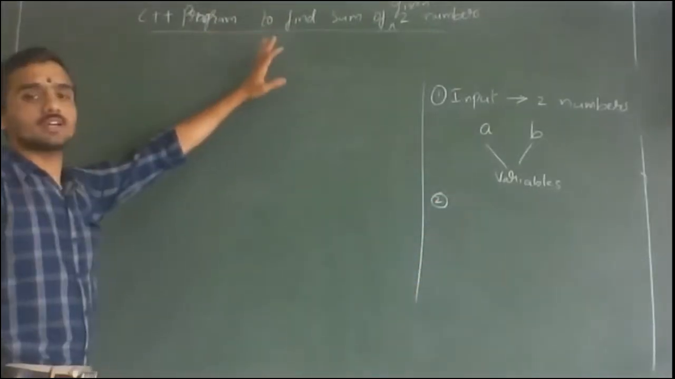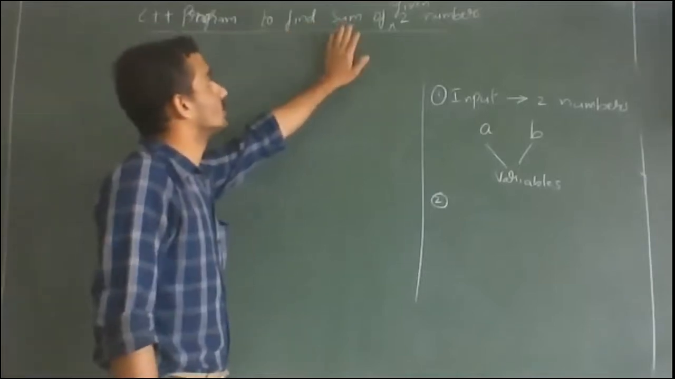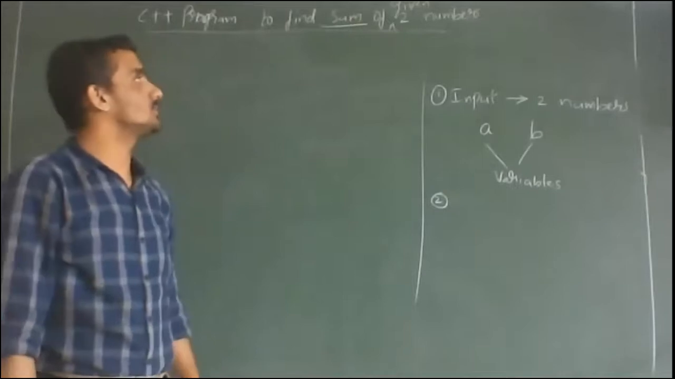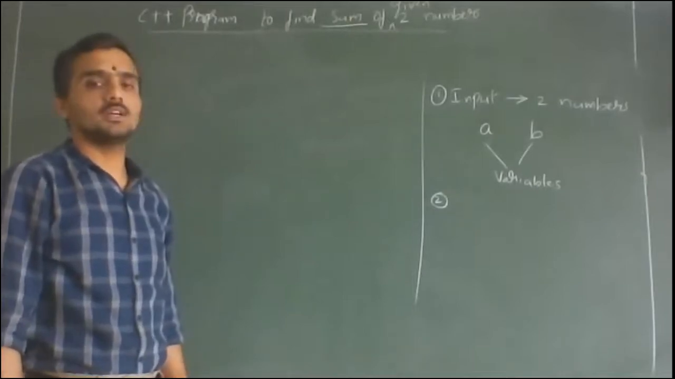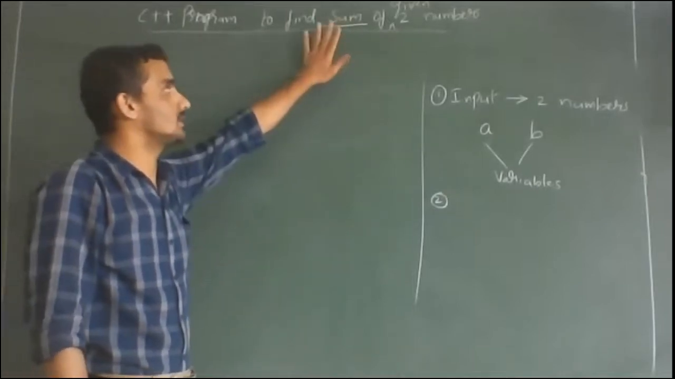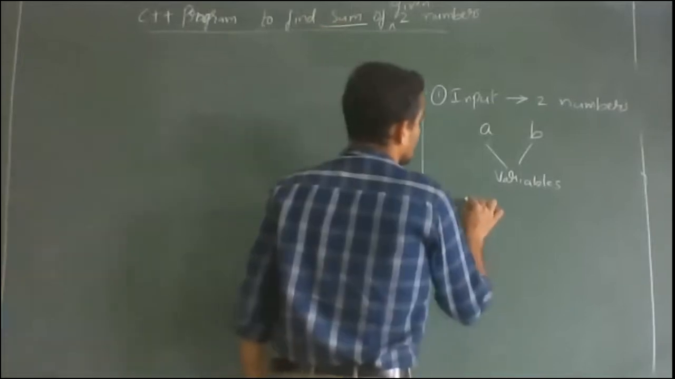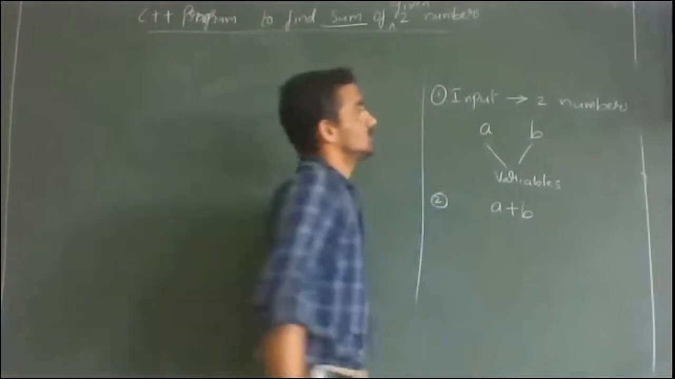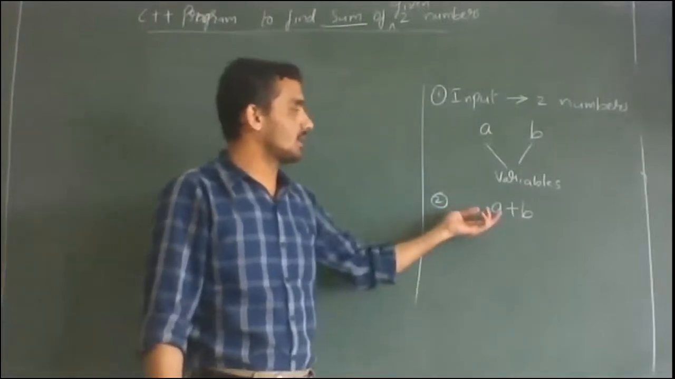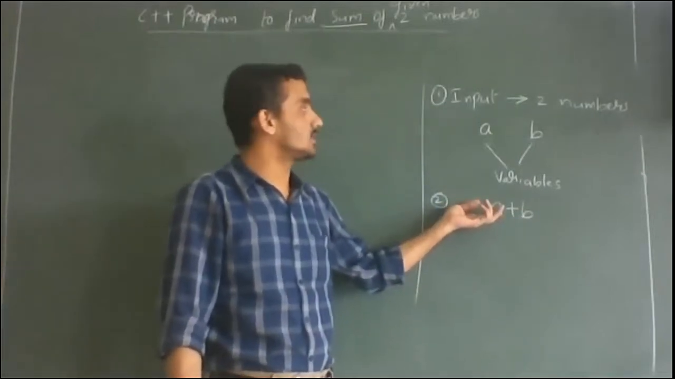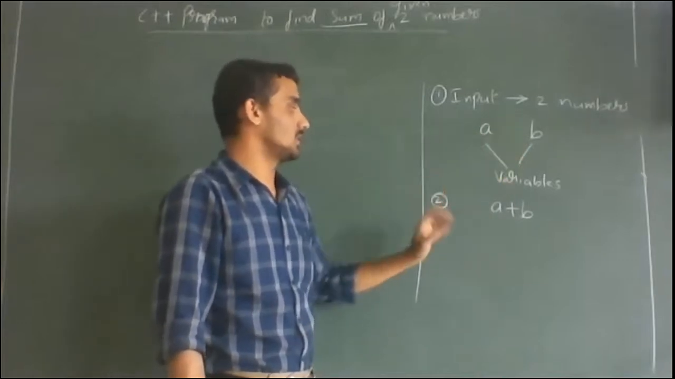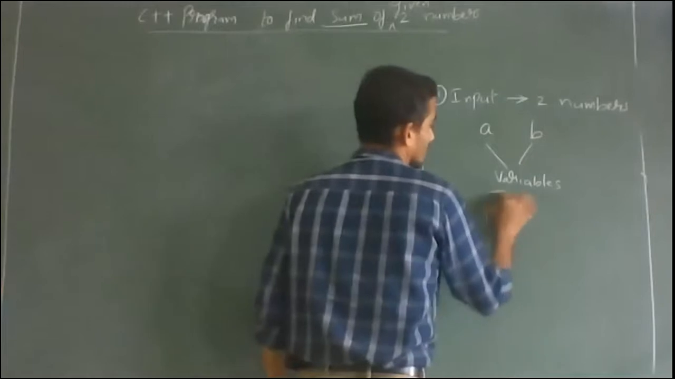Fine. Second thing, calculations. By the question only we can understand: find the sum of two numbers. Sum means calculation. What is the meaning of sum? To add. To add we need the plus symbol. So find the sum, I can take here A plus B. You should not write directly 10 plus 20 or 20 plus 38 like that. We don't know the numbers, so we are taking A and B as the variables. So A plus B. This is the calculation part.